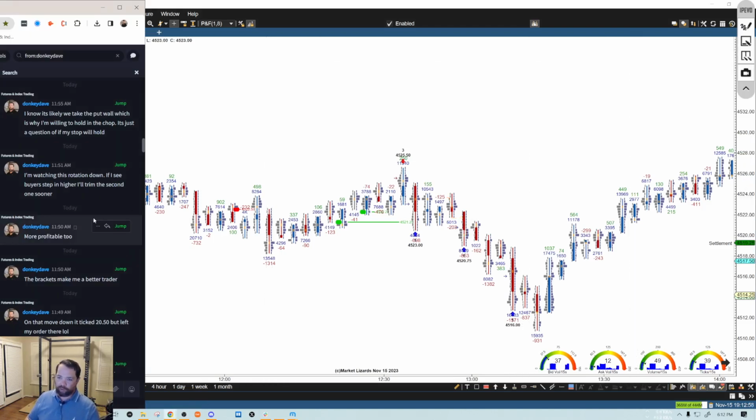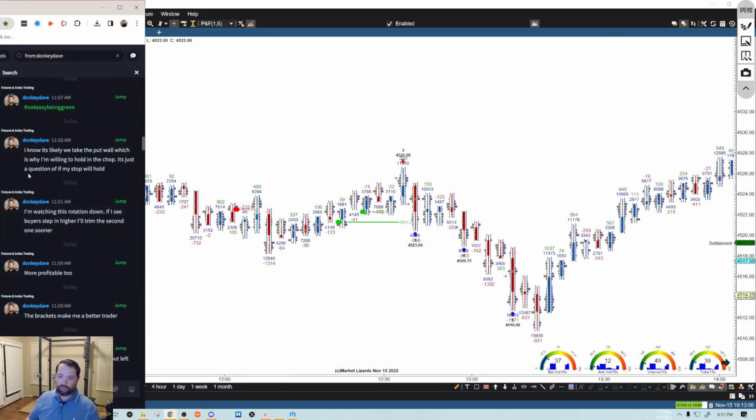And this is a key part of the way that we trade, these tools that we use. I know it's likely that we take the put wall, which is why I'm willing to hold in this chop. This is the chop that I'm talking about here. It's just a question of if my stop will hold. So I'm confident at this point that this trade is going to work.